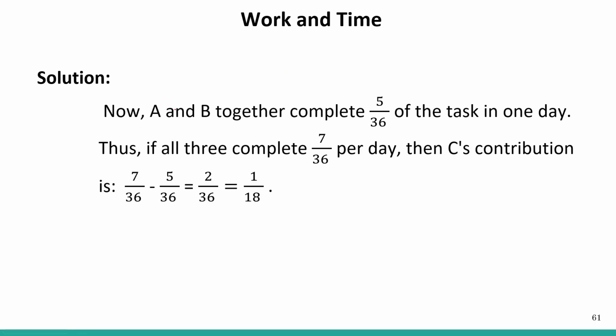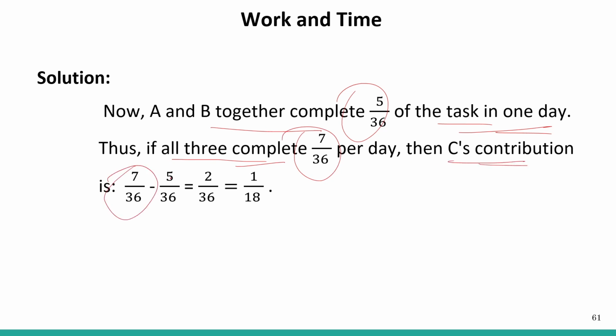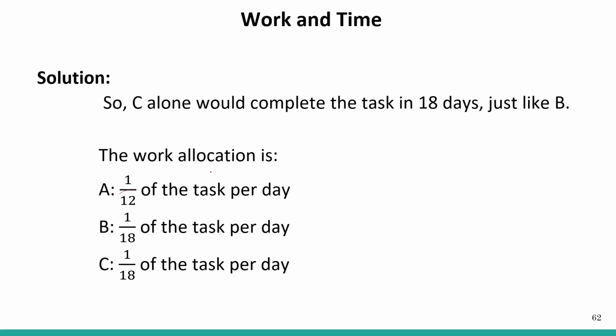A and B together complete 5/36 of the task in one day. So if all three complete 7/36 per day, then C's contribution is 7/36 minus 5/36, which is equal to 2/36 or 1/18. This much is C's contribution. So the work allocation is A is equal to 1/12 of the task, B is equal to 1/18 of the task, and C is equal to 1/18 of the same task.